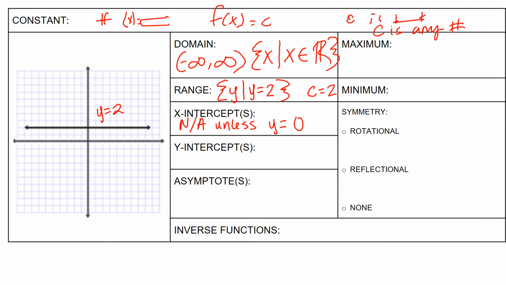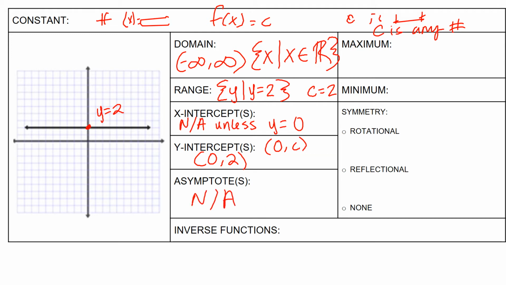Okay, for the y-intercept, your y-intercept is going to be wherever you cross that y-axis, right? It's going to be whatever y equals 2. So it would be 0, comma, your c value. So in the case of this problem, it would be 0, comma, 2. Is this okay? Asymptotes. So asymptotes, remember those are our imaginary boundary lines. Is there any imaginary boundary line that stops me from making my shape? No, so it's NA.